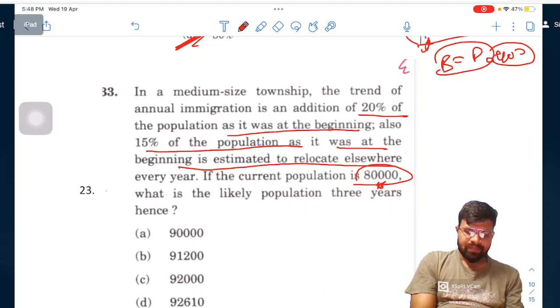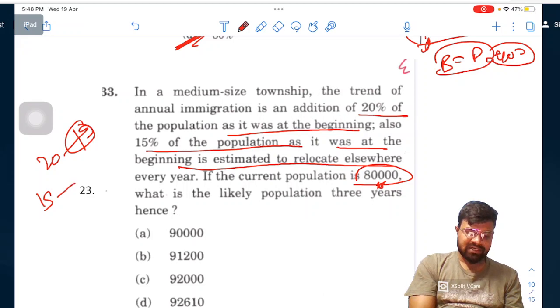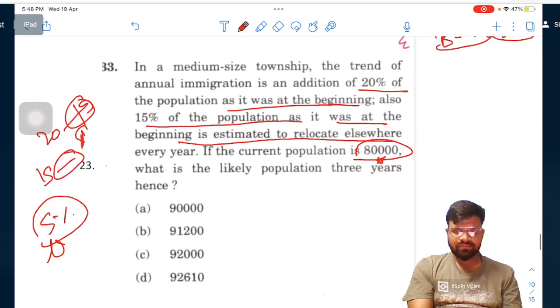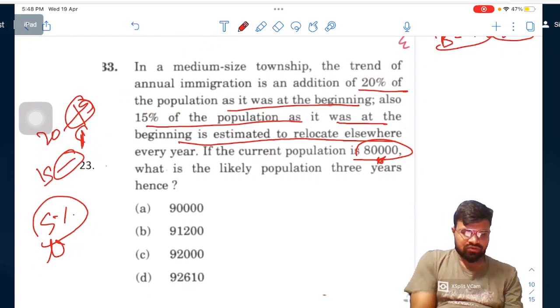Okay, so see, 20% people are immigrating and 15% are leaving. 20% are added and 15% are subtracted. So a total of 5% is added. Overall 5% is added every year. So first time we will add this 5%.